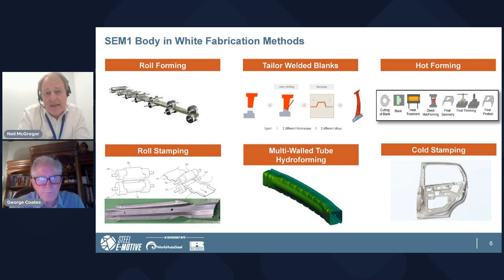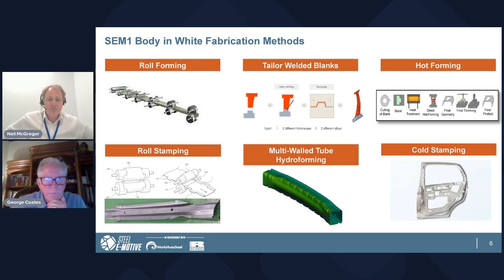Tailor welded blanks allow us to fine tune material in the right place and make a single blank from a number of different material grades and thicknesses. Hot forming, as I mentioned, press hardening, allows us to achieve those complex shapes where we need ultra high stiffness, 1500, 2000 megapascals. And cold stamping, the more conventional method of forming fabricated steel structures, is also used widely. So we used all of these on the steel body structure.